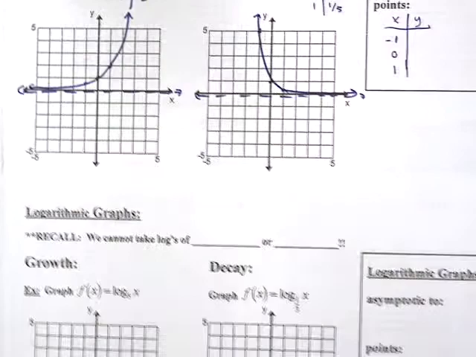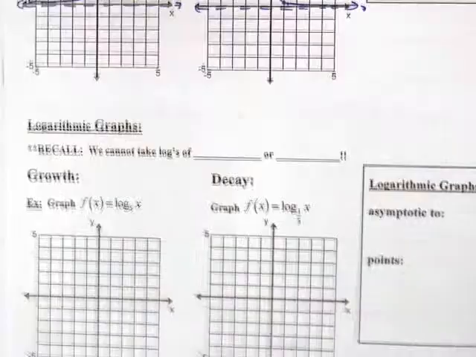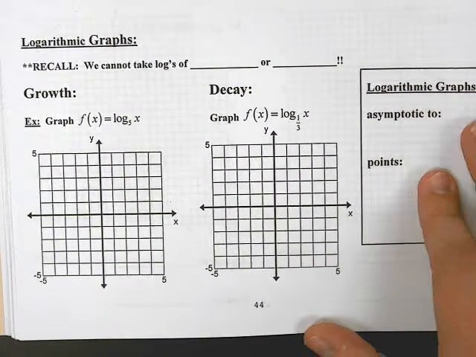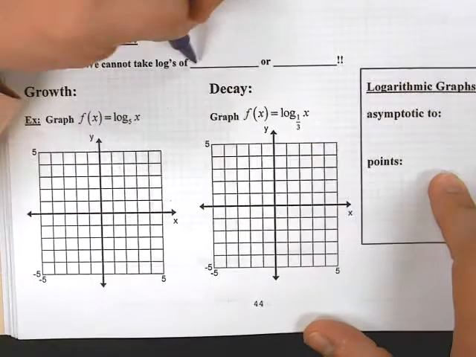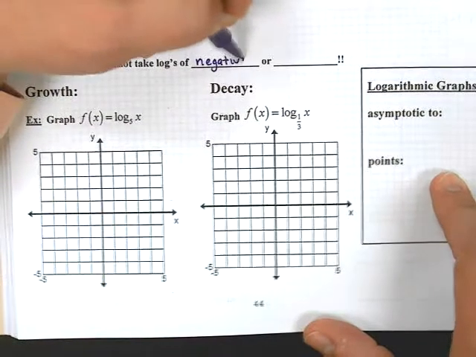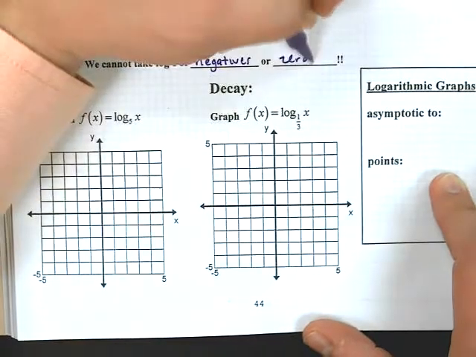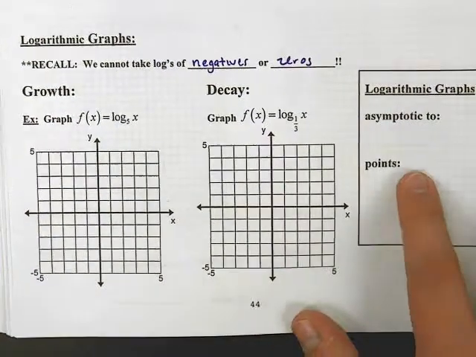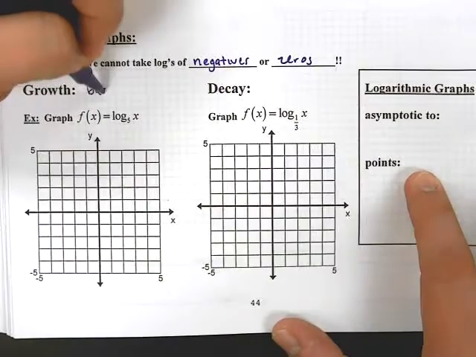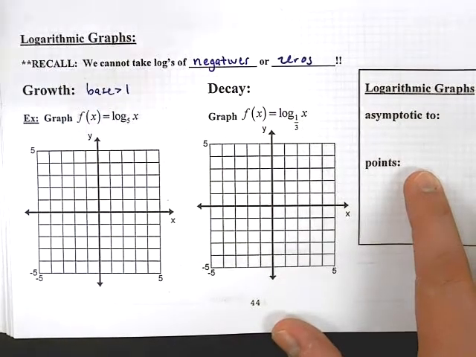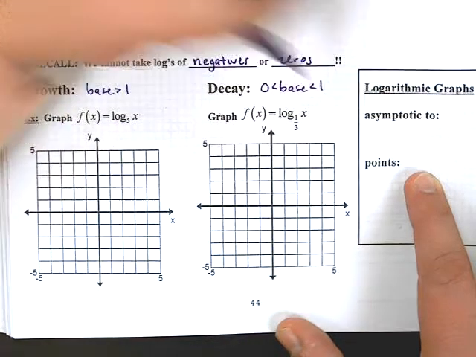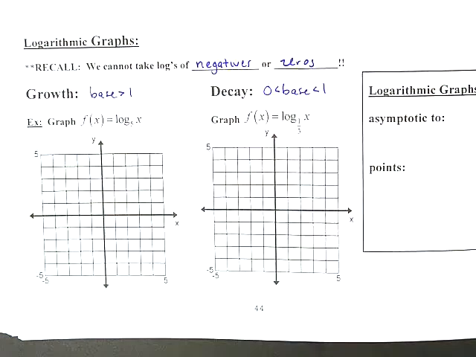Now, when we move on from exponents to logs, slightly different. We have to remember that logarithms have a domain restriction, and that happens because we cannot take logs of negatives or zeros. Now once again, and I don't think I talked about it a ton in the last video, but again, growth, if the base is greater than 1, that's growth. If the base is between 0 and 1, that would be decay. So let's take a look at what that looks like.